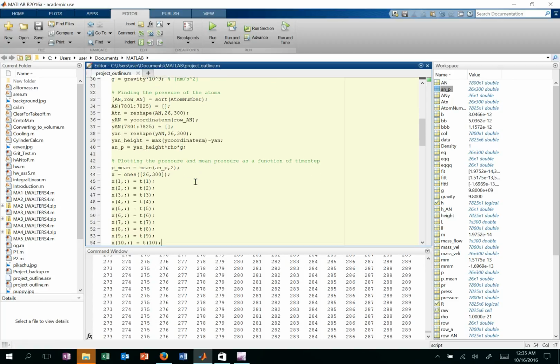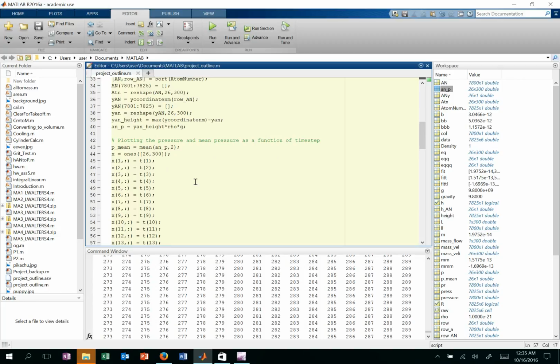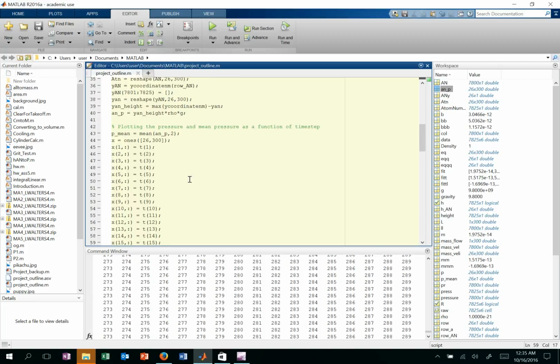Okay, we're going to plot pressure and mean pressure as a function of time step. To get the mean pressure, we're going to find the mean of this pressure here, and we put this 2 here at the end, which basically means that it's going to take the pressure of each row. So it's going to take the pressure at each time step rather than of each atom.